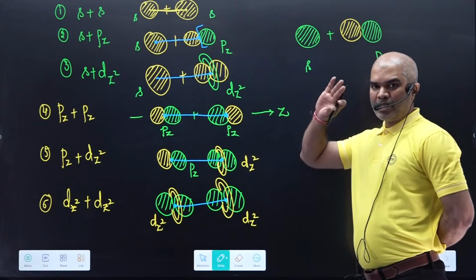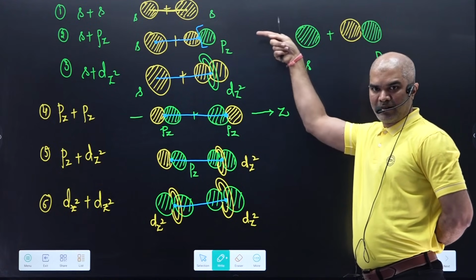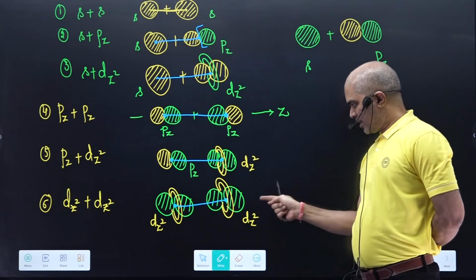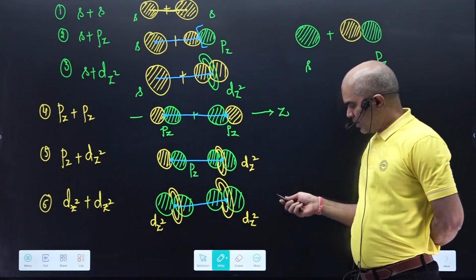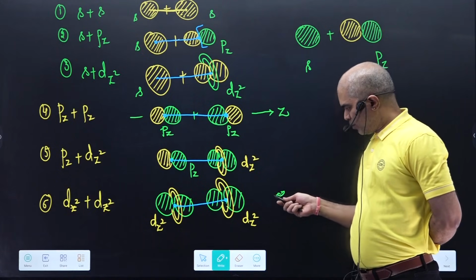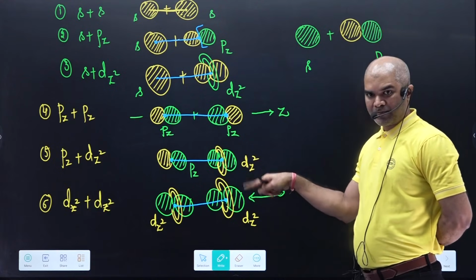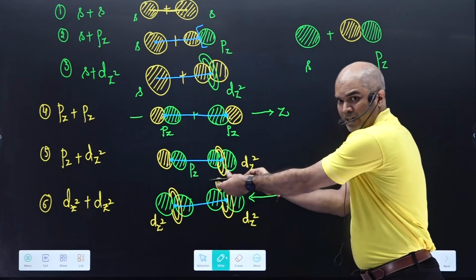Now everyone, just imagine yourself that you are watching these combinations from this side. When you are watching the combinations from this side, this is your eye. You are watching it from here and you try to rotate it. This is your orbital combination, you are trying to rotate it.